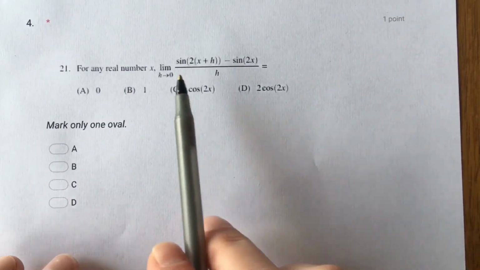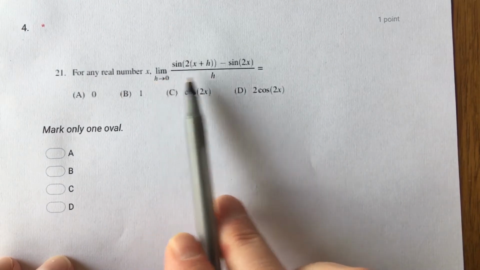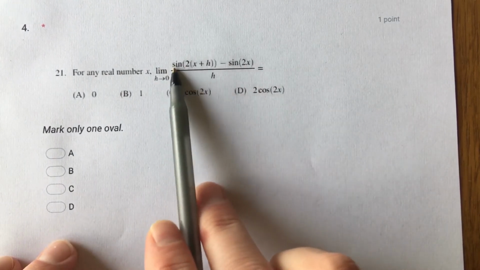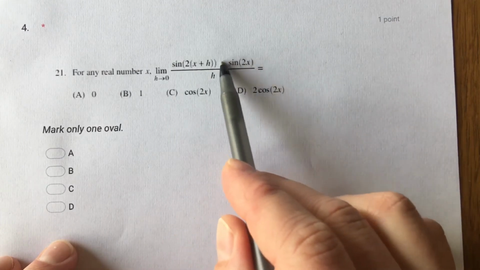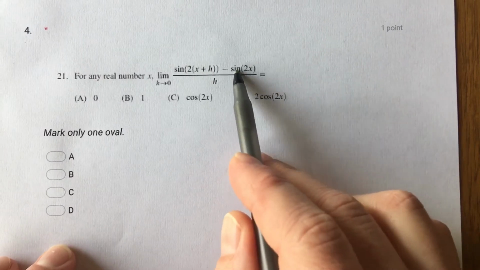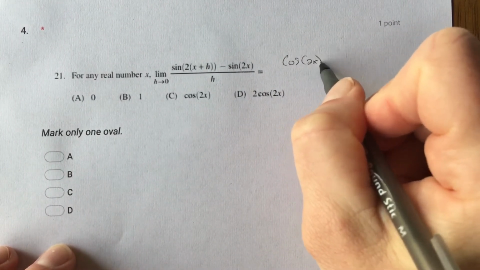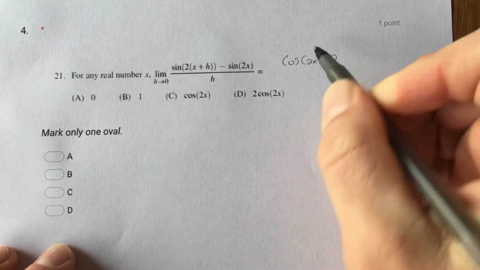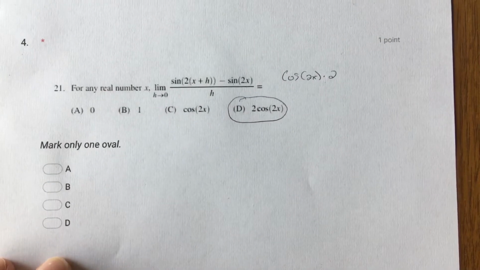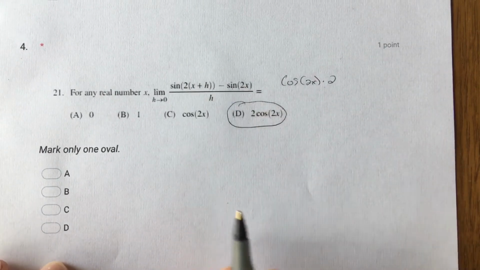On 21, they give us a limit, and that should look familiar. This is in that delta x spot, and we see this quite a bit. This means derivative. And in fact, what they have is the function looking at us right here, sine 2x. So the derivative of sine 2x would be cosine 2x times the derivative of 2x, which is 2. And that's D. All right. And so we're not doing it at a point.